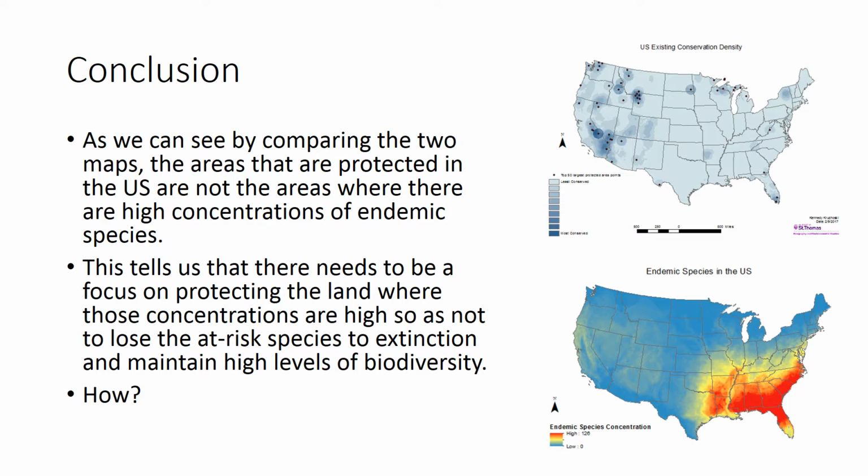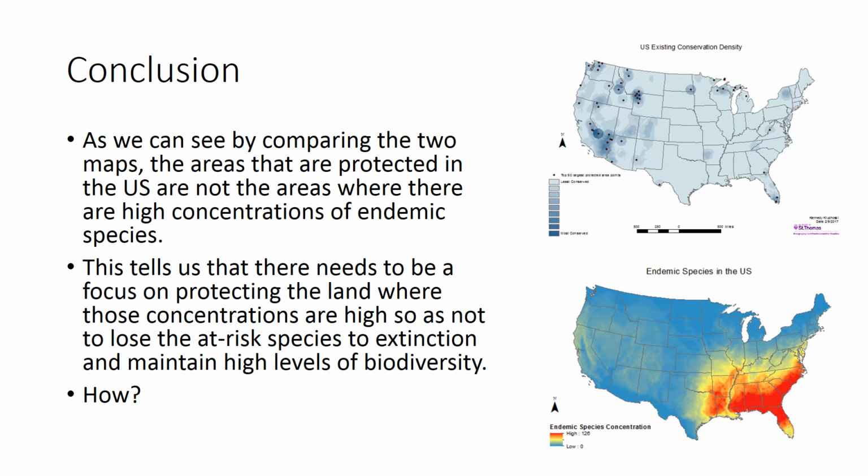So when we look at these 2 maps next to each other, it's obvious that the areas that are in need of protection are not the areas that are currently protected. That tells us that something needs to change and that we need to focus on protecting the land that has a high concentration of species that are at risk of extinction. So the next question is, how do we do that?